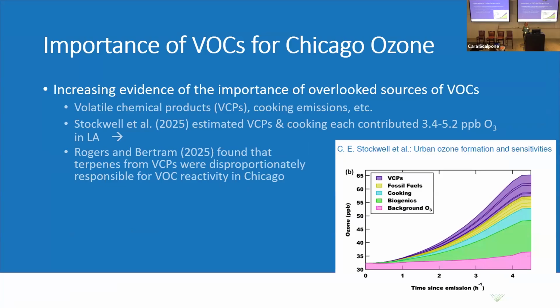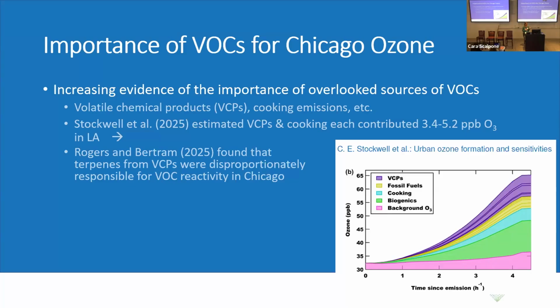There's also a lot of research out there recently that finds that there's a lot of previously underestimated sources of VOC emissions, like volatile chemical products, like cooking emissions. A lot of work out of NOAA on this topic. This is a figure from a recent paper by Kelsey Stockwell at NOAA, who estimated that in LA, VCPs and cooking are contributing, combined, about 8 to 9%, 9 ppb of ozone there. So that's a lot. And if we can control that, that's another, separate question. But that would be a lot.